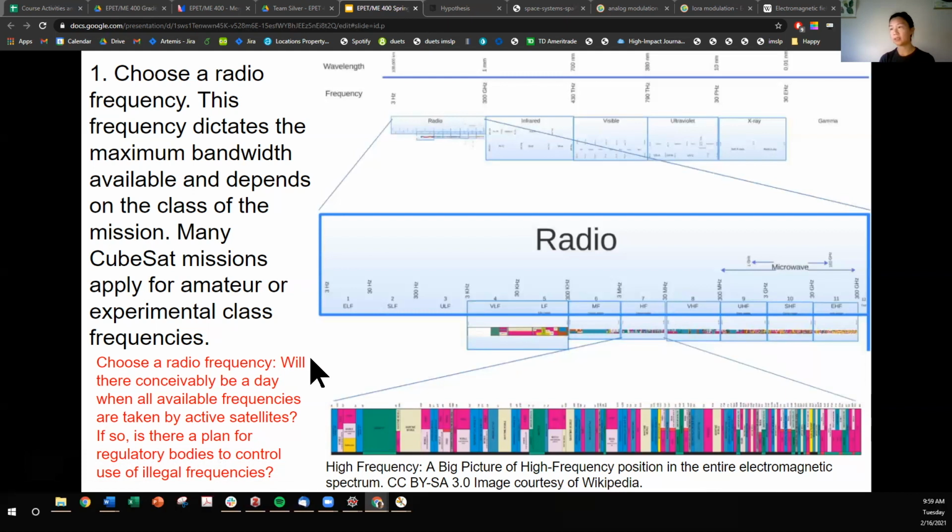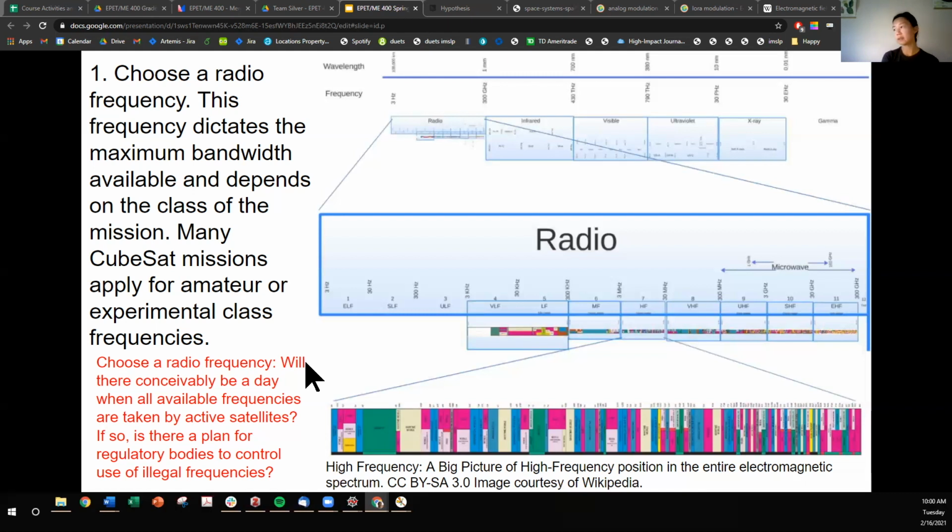So a question here: will there conceivably be a day when all available frequencies are taken by active satellites? If so, is there a plan for regulatory bodies to control use of illegal frequencies? Federal law generally prohibits radio broadcasts without a license issued by the FCC. Anyone found operating a radio station without FCC authorization can be subject to a variety of enforcement actions, including seizure of equipment, fines, and other civil and criminal penalties.